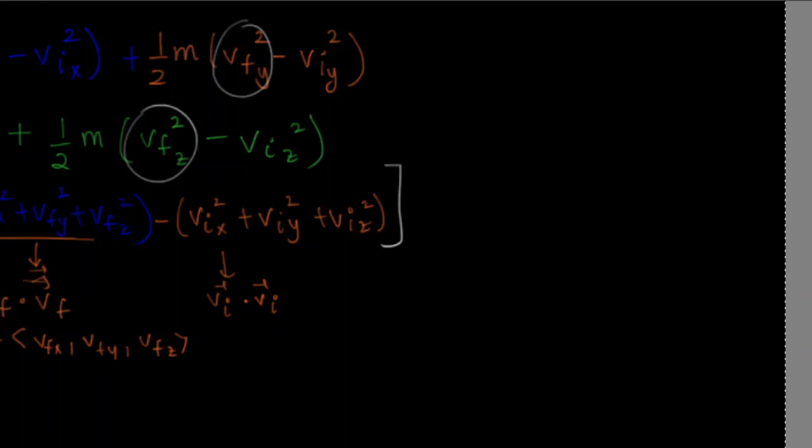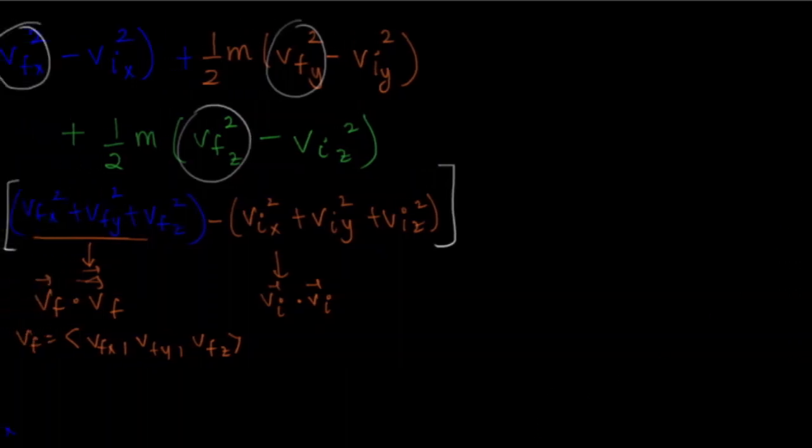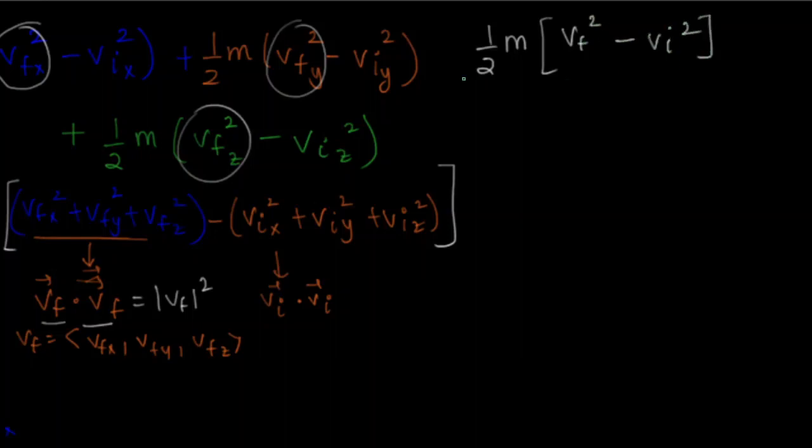And now, really interesting, what you arrived at is that the thing you started with, the work done by all the forces that you have, is equal to 1/2 m times v_f dot v_f, which is nothing but v_f squared, the square of the magnitude of this vector, minus the initial part. And that's it. This right here is the foundation of the work-kinetic energy theorem.